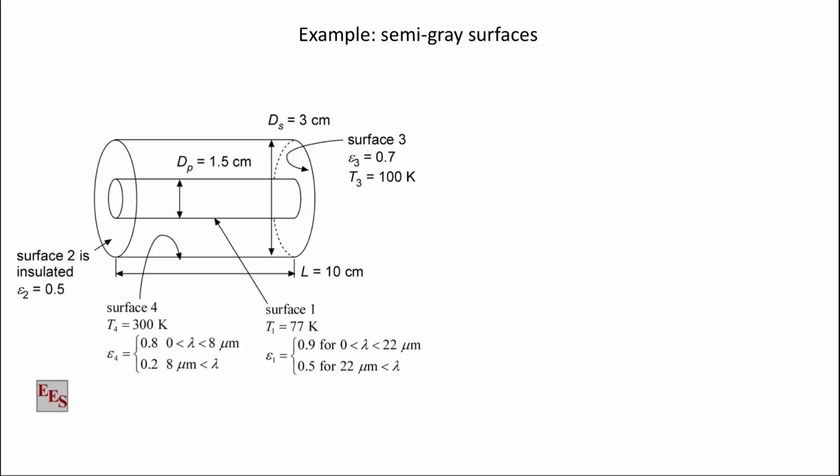So that's one. The other surface that we're discretizing here is E1, so it's 0.9 from 0 to 22, and then 22 to infinity, it's 0.5. So first thing to notice, right, we have two surfaces that remain gray. We have two surfaces that are semi-gray. Second thing to notice is the bands don't line up. Right? The bands for these two semi-gray surfaces don't align.